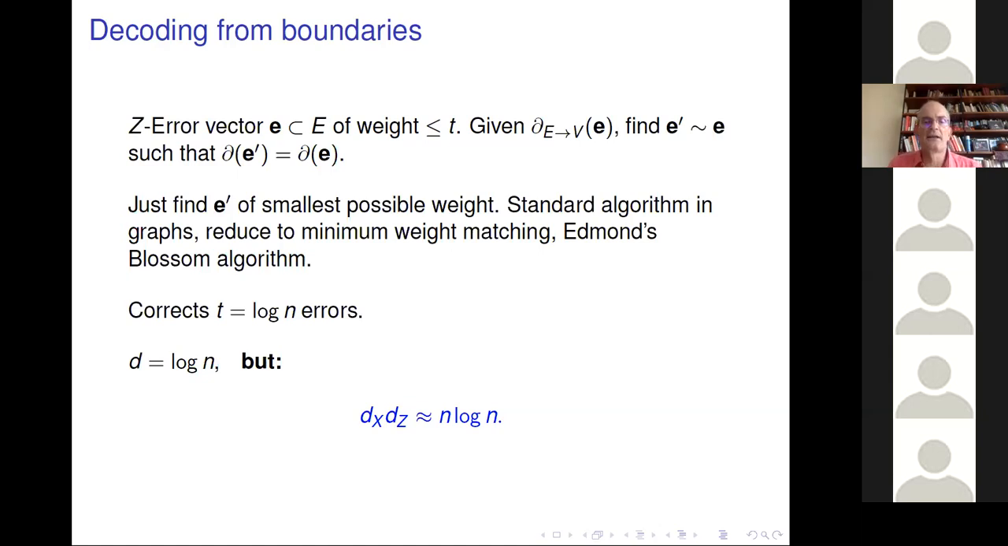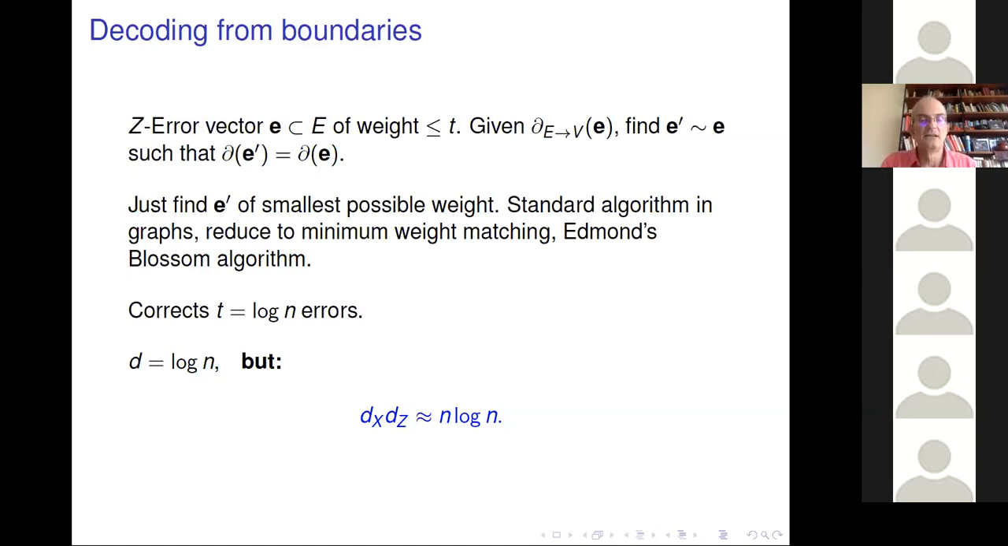But the complex is something which is very special. If you take the product of both distances, the x distance and the z distance, you get n times log n. And all our previous examples that are much more balanced, at best they have both distances that scale like square root of n. And when you take their product, you find n, not n log n.